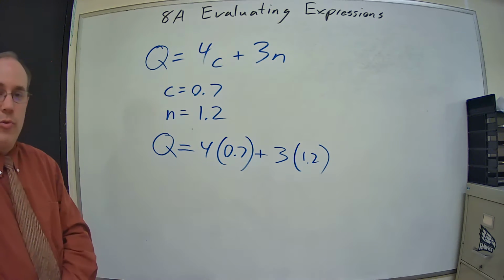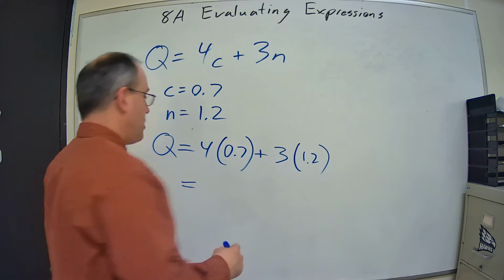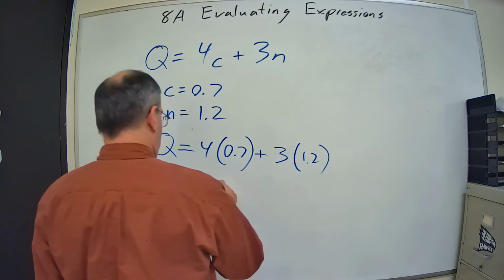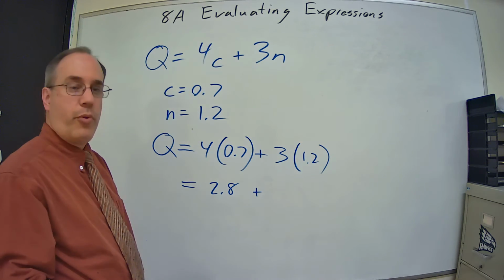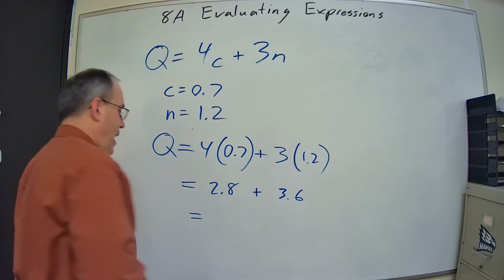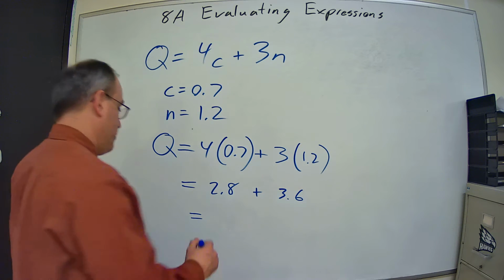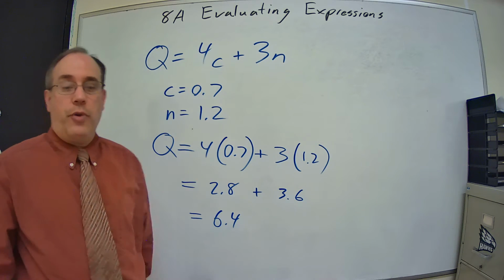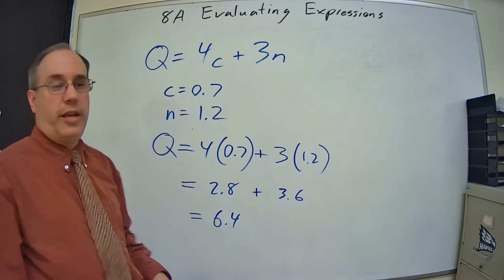Now we can go through and multiply and add. Obviously multiplication comes first and then addition. So we have 4 times 0.7 is 2.8, plus 3 times 1.2 is 3.6. And now we can add 2.8 plus 3.6 is 6.4. That's evaluating an expression. We have values for the variables, we plug them in and we get an answer.